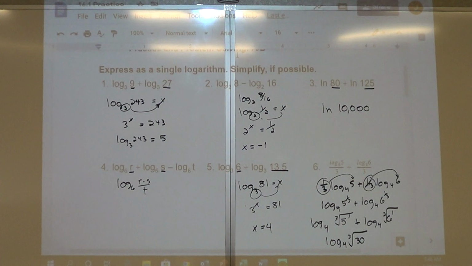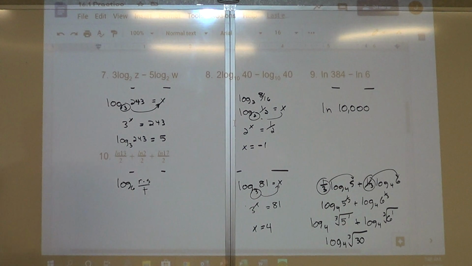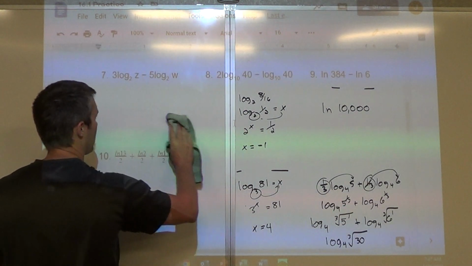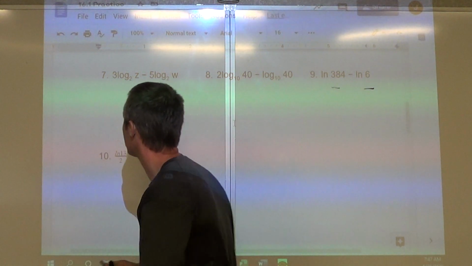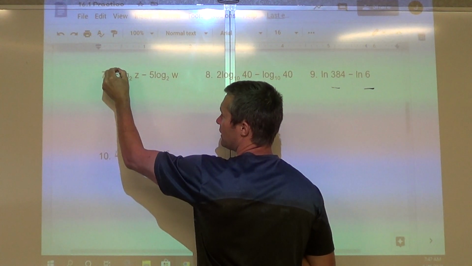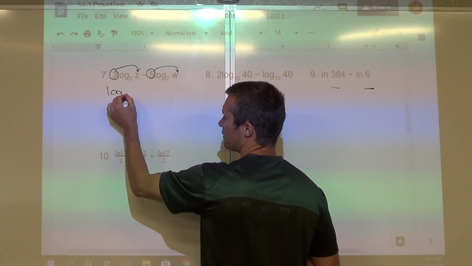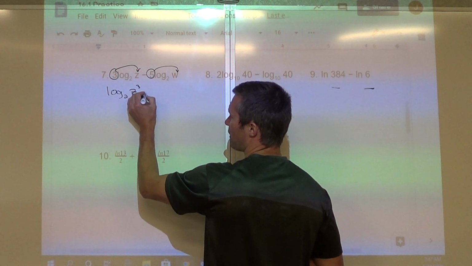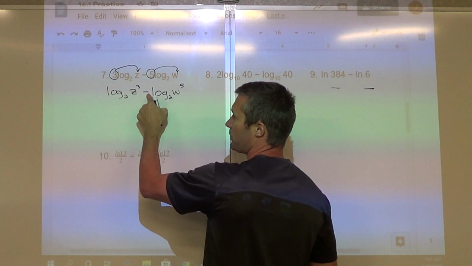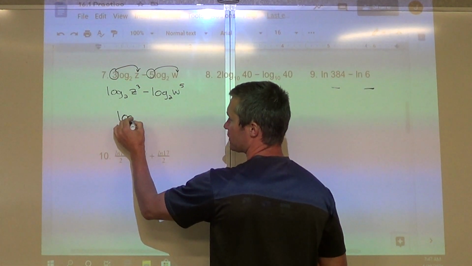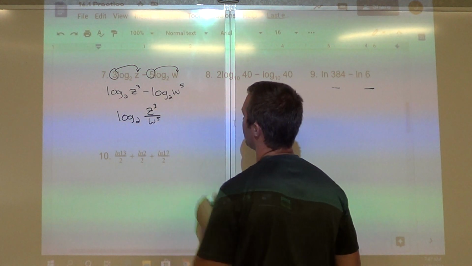Then we go through the next ones. We come through here. Again, if I see a number in front of the log, that's going to be an exponent. So both of these numbers, the 3 and the 5, the 3 will come up here as an exponent, and the 5 will be an exponent up here. So it would be log base 2 of z to the 3rd power minus log base 2 of w to the 5th power. When we subtract, we just divide. So we'd say log base 2 of z to the 3rd divided by w to the 5th.